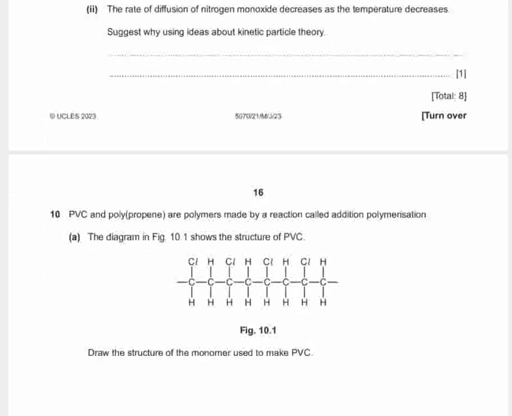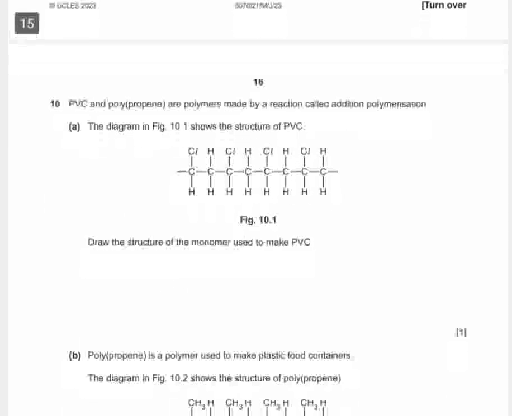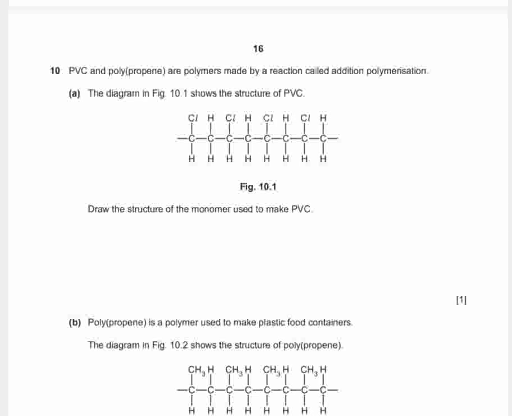Then we have PVC, which is polyvinyl chloride, and polypropene, polymers made by addition polymerization. Draw the structure of the monomer we use here. So it's a simple C double bond C, with one carbon with two hydrogens, and one carbon with one chlorine and one hydrogen, and one valency on both sides is vacant.